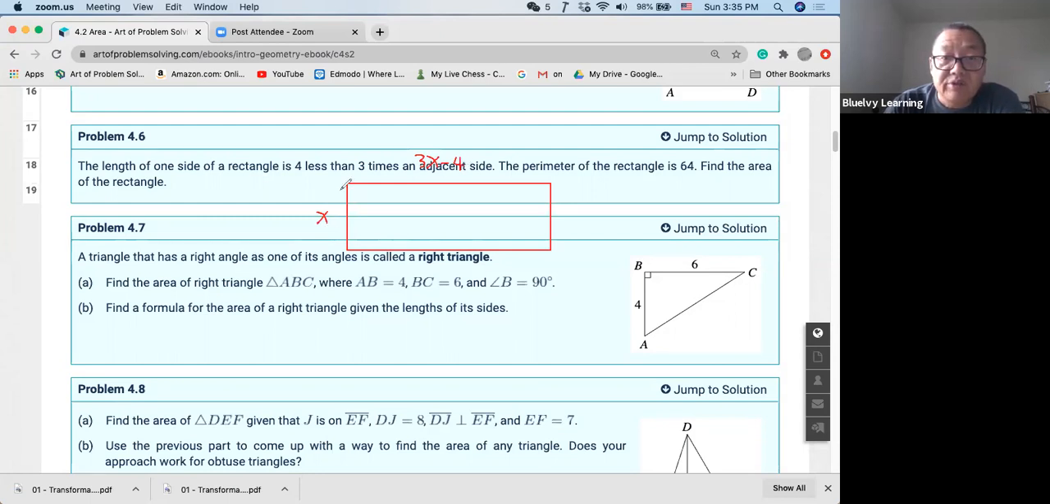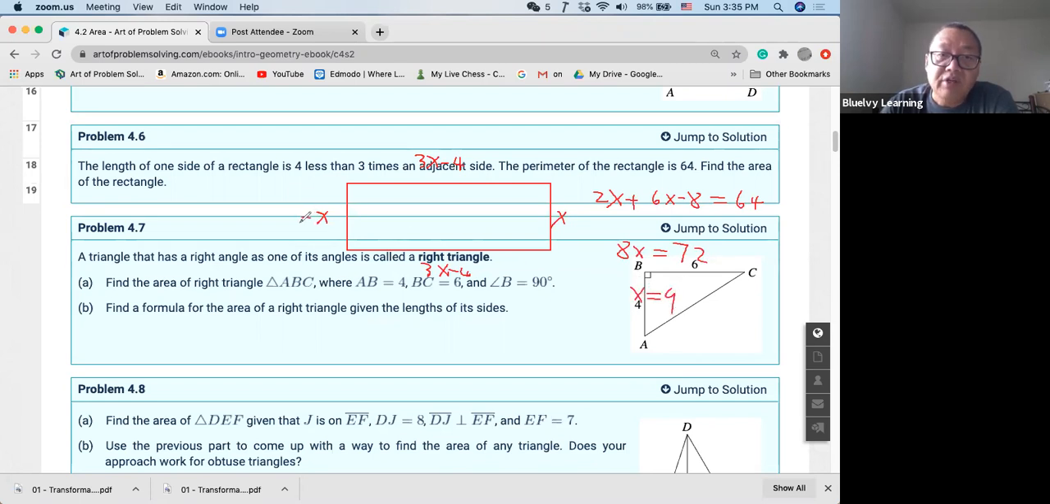Right? Suppose this one is x, then this one will be 3x minus 4. Now, based on here, say the perimeter of the rectangle is 64. So then you use x to represent the perimeter of this rectangle. You got the 2x, x plus x, right? This one also 3x minus 4. So 2x plus 6x minus 8. This one you got a 64. So you got 8x equals 72. So that means x equals 9.